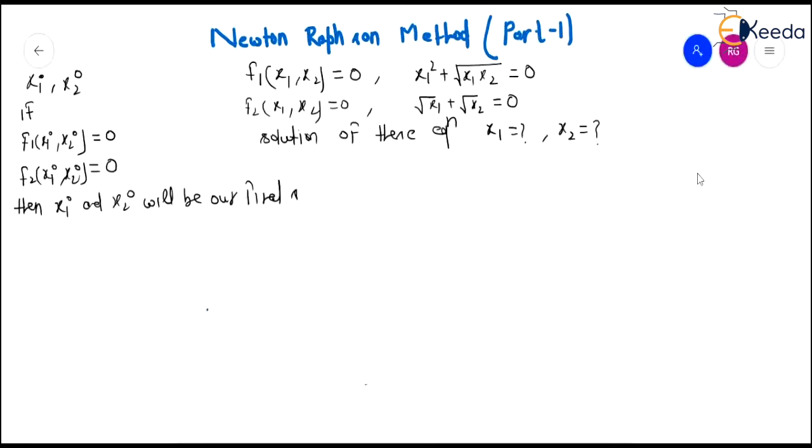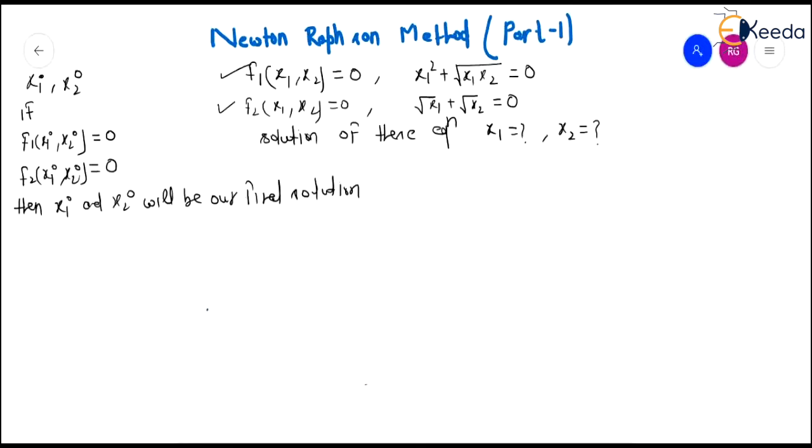Remember guys, when in class 10th or 11th we used to verify our solution, whether we calculated right or wrong, then we put all the values of x1, x2 and x3 in the equation, and if left hand side is equal to right hand side, means our answer was right. In the same way, if we are putting the value of x1 naught and x2 naught, then if it is coming out to be 0, means it is satisfying this equation, then we can say this x1 naught and x2 naught will be our final solution.